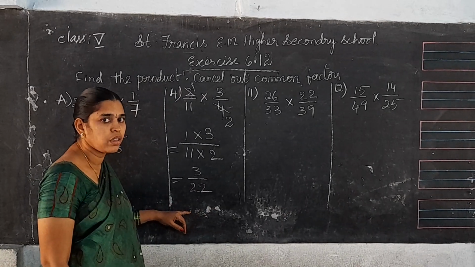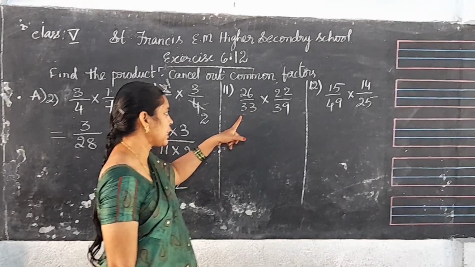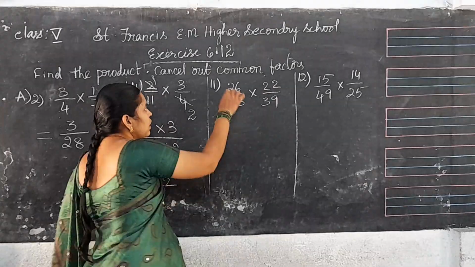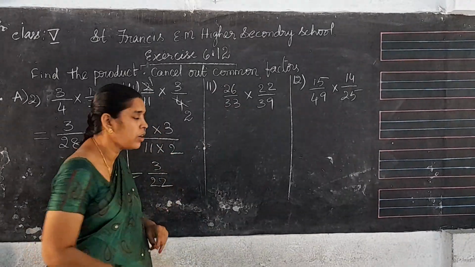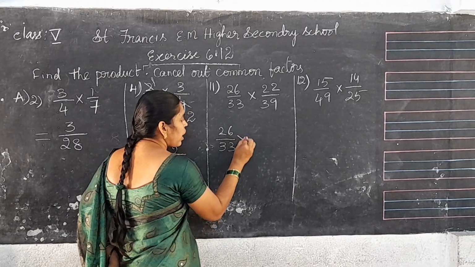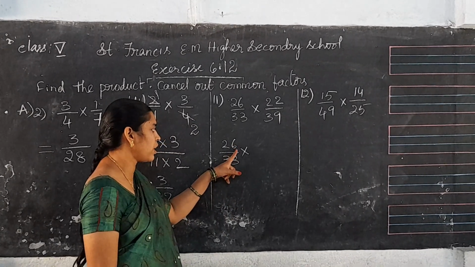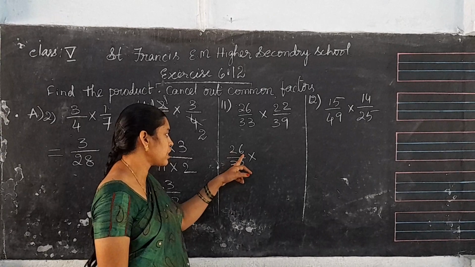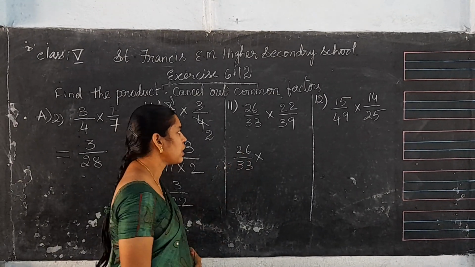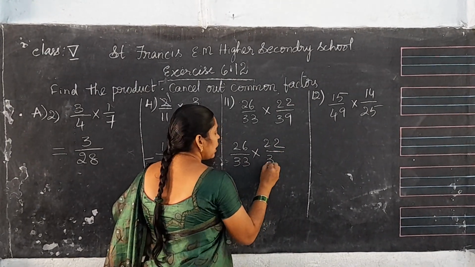Clear, children? Now, I am going to explain the 11th one. 26 by 33 into 22 by 39. See, in these two numbers, any common factor? 26 and 33, any common factor except 1? No. Because this is an odd number, this is even number, 2 table will not go. 2 plus 6, 8, 3 plus 3, 6. In these two numbers, 3 table will not go. So, write like that. And this 22 by 39.